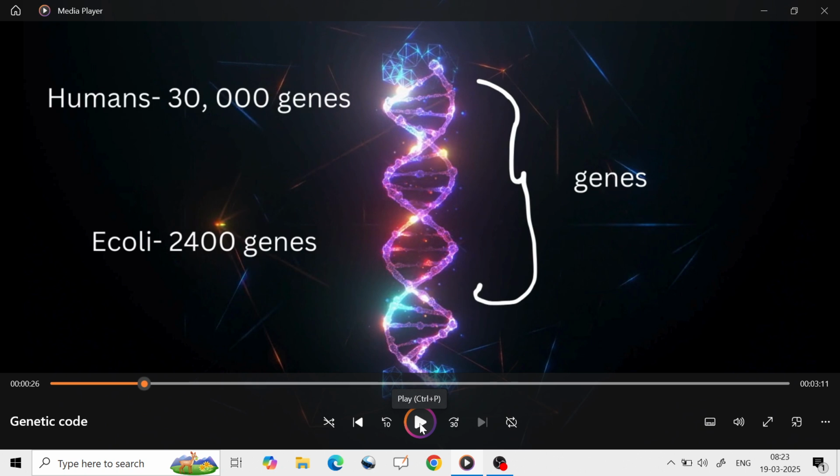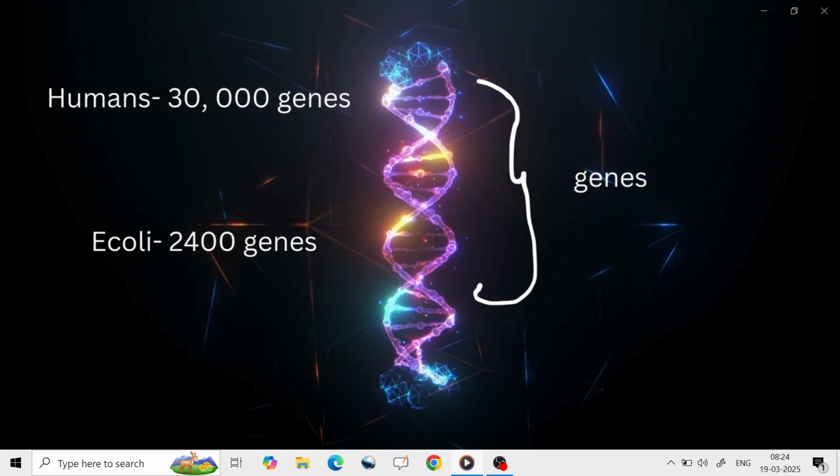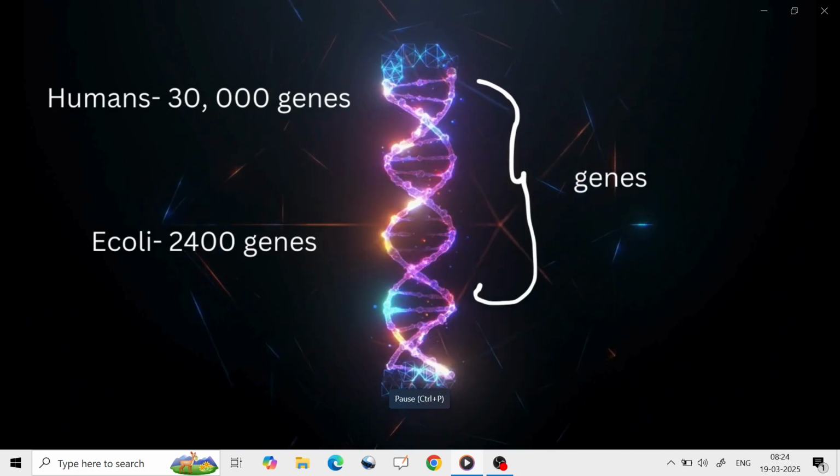And here you have seen a rough number of genes that are present in a DNA. Humans generally have 30,000 genes in a DNA, and Escherichia coli generally have 2,400. This is just a rough number for your understanding.